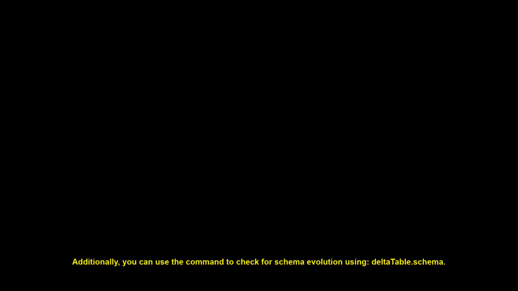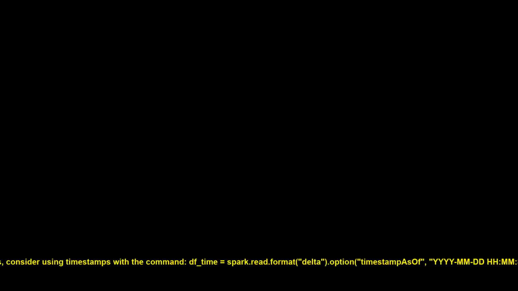Additionally, you can use the command to check for schema evolution using deltaTable.schema. This will show you any changes made to the schema over time. To further validate the snapshots, consider using timestamps with the command df_time equals spark.read.format("delta"). Replace the timestamp with the specific date and time for your verification.